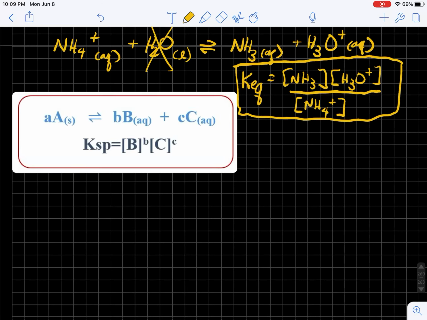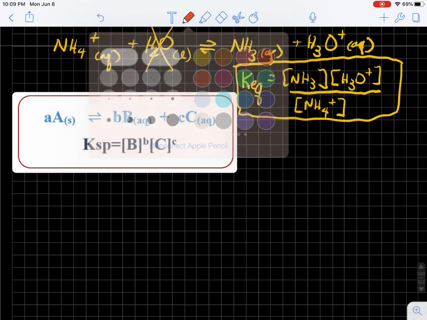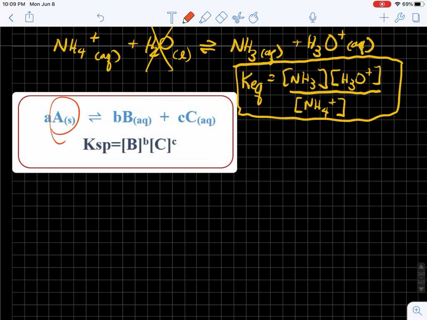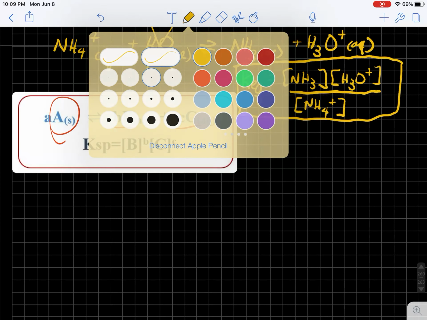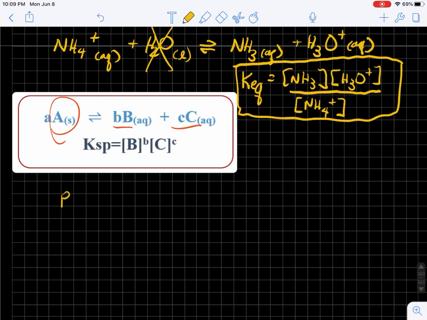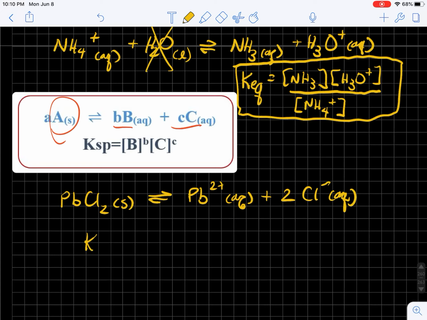Now, in chapter 23, they talk about KSP, which is dissolving of something. So we're going to take a solid, and we're going to dissolve it, and it's going to produce a couple of charged particles. So, for instance, let's do lead chloride, solid, and that is going to dissolve a little bit, not much, into lead 2 plus and 2 moles of Cl minus, aqueous.